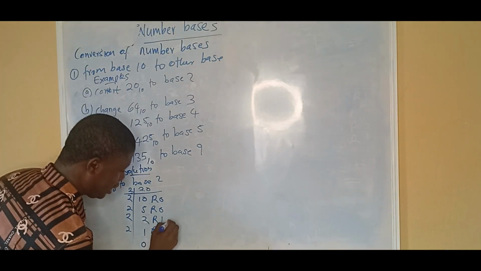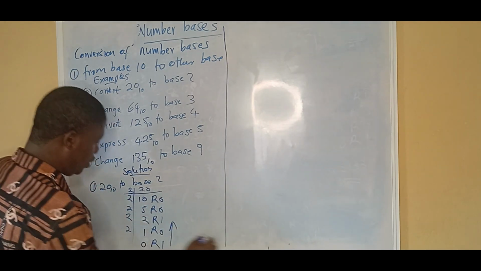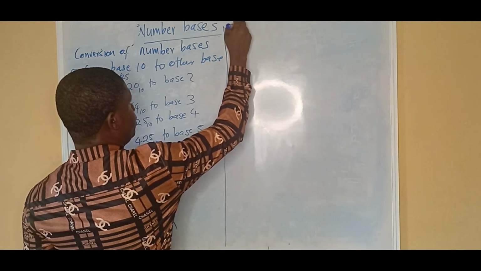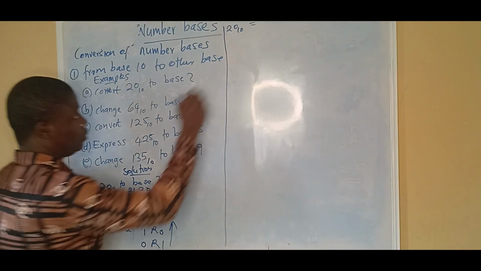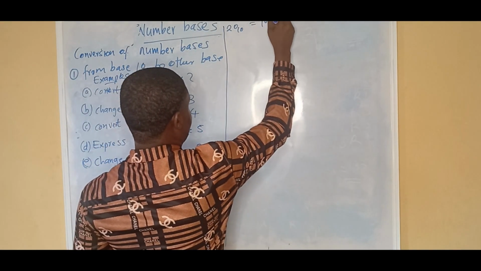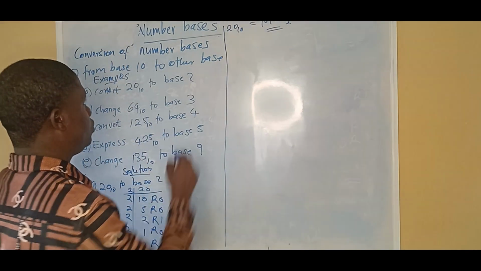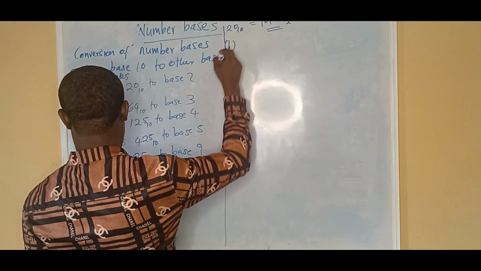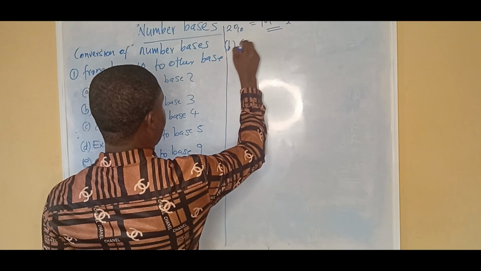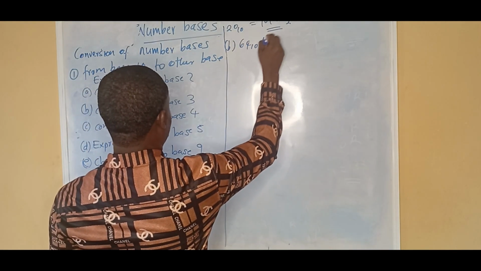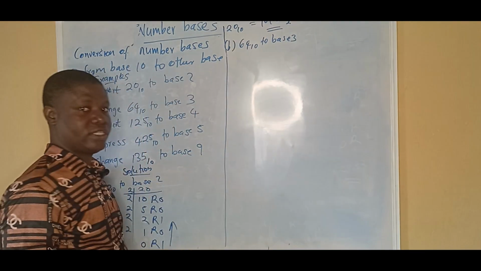So here you count upward, okay? That means that our 20 in base 10 will give us 10100 in base 2. This is our answer, okay? So the second one, which is B, this was A. We have 64 in base 10 to base 3. So you follow the same method.